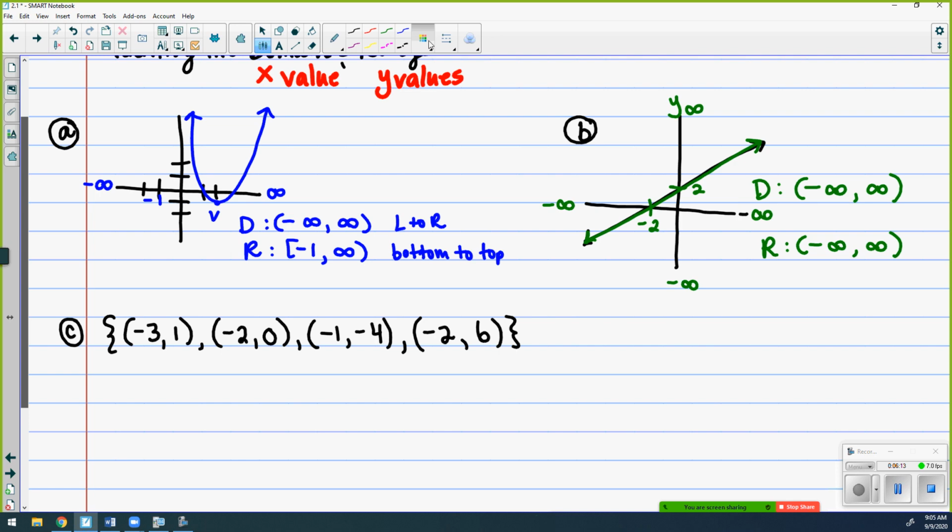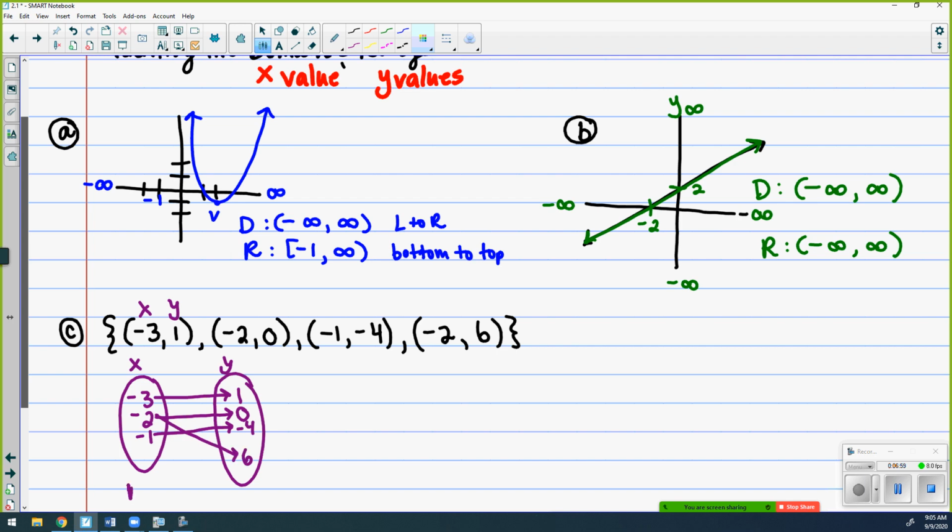Let's look at this third example. Take a second and copy down these ordered pairs: (-3, 1), (-2, 0), (-1, -4), and (-2, 6). So this is a set of ordered pairs. I could make a mapping diagram. I'm going to map -3 to 1. So this is my mapping diagram. The oval on the left contains my x's, and the oval on the right contains my y's, my outputs. My next input-output pair is going to be from -2 to 0, and then from -1 to -4, and then from -2 to 6.